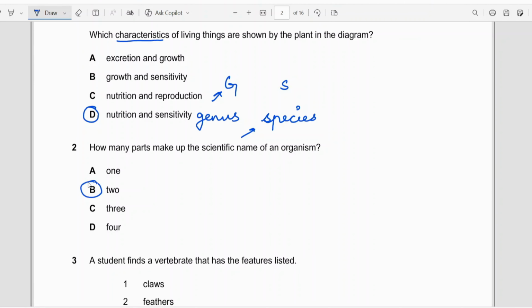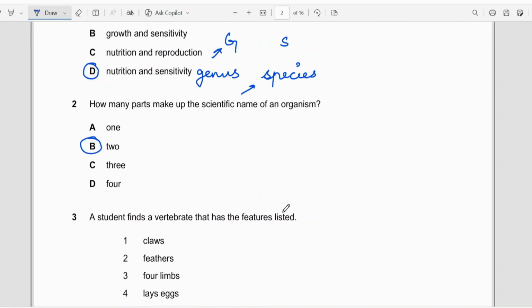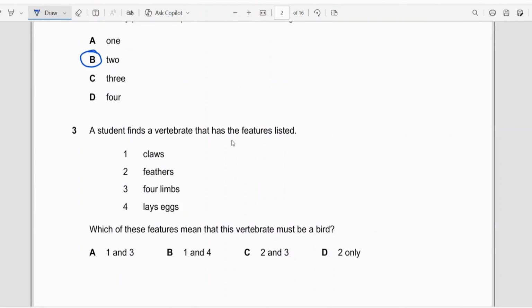Okay, a student finds a vertebrate that has the features listed. Which of the features means that this must be a bird? Whenever there is the word must, it means that characteristic should be present. There can be possibilities of the other, but this one must be present. Claws are present in other species as well. Eggs are also laid by other species as well. While this one is the specific characteristic of a bird, so this one only is the answer.